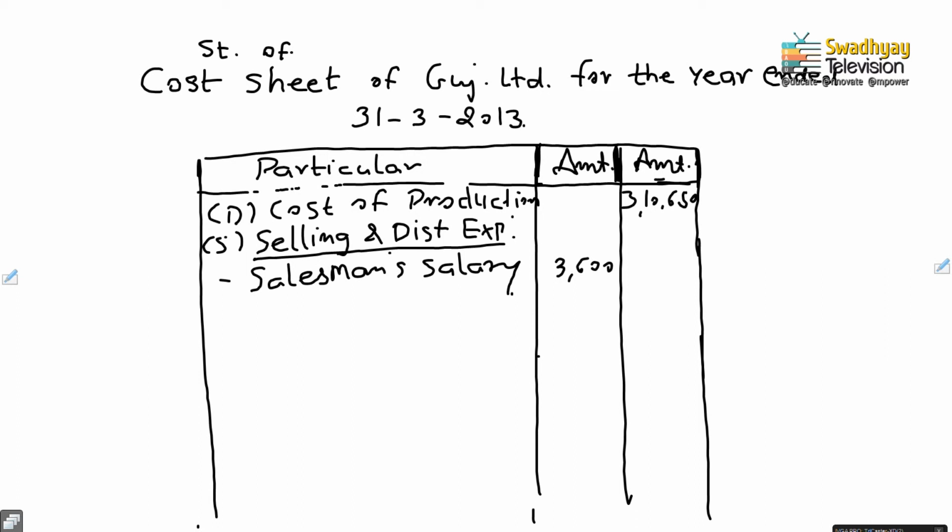Then the next item is remuneration to manager, which is related to the sales department. Remuneration to manager, and it is regarding the sales department. That amount comes to ₹9,000. The next item is sales expenses, which is very clear, would be recorded under this head, and the sales expenses come to ₹6,300.